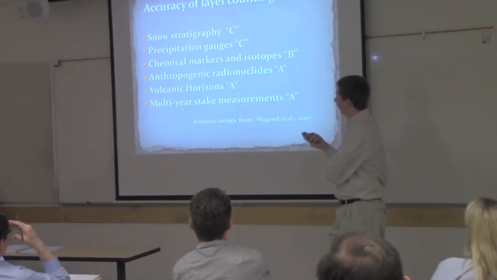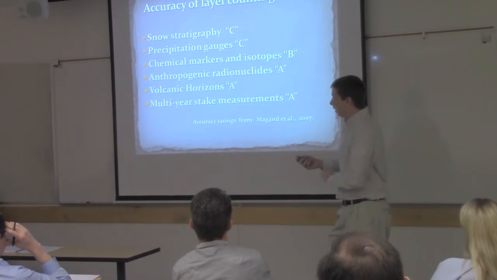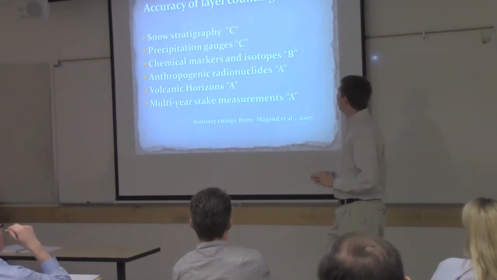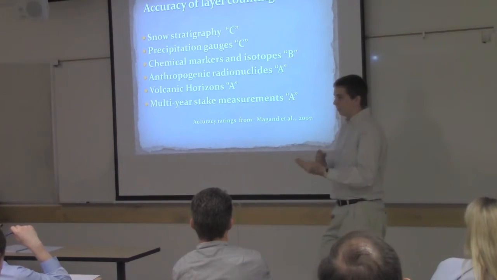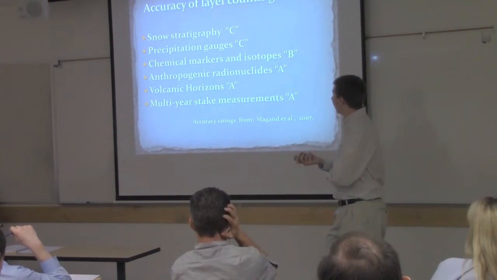Chemical markers such as oxygen isotopes, hydrogen isotopes, they're given a B grade simply because, once again, it's subjective. It's more accurate, but it's still subjective, and sometimes these layers are eroded away.